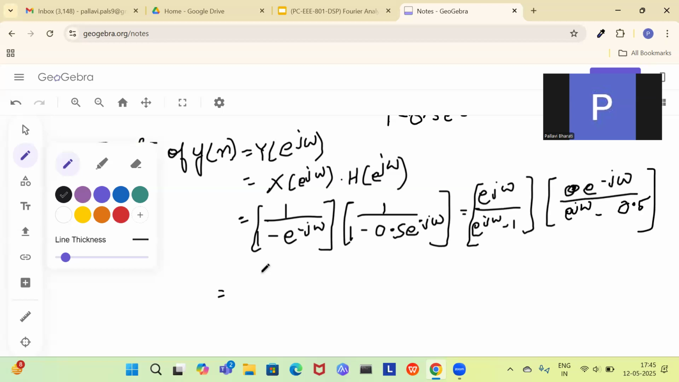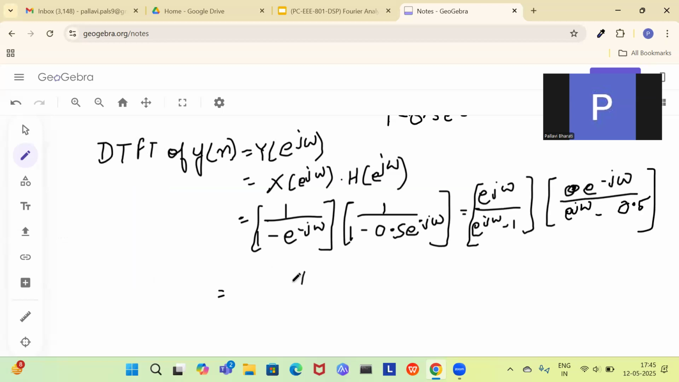So the next step for us is going to be what? This is e to the power j omega, so it is going to cancel. 1 by e to the power j omega minus 1 and e to the power j omega minus 0.5. So this is the DTFT. Then do it one more step, but it's okay till here.